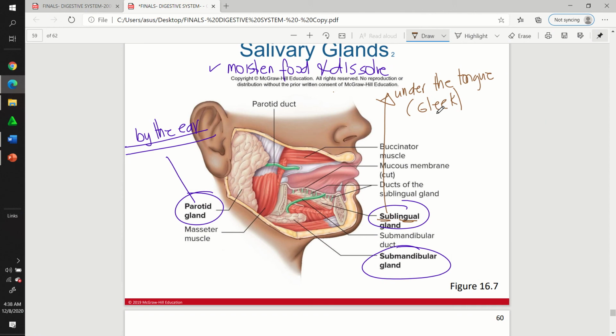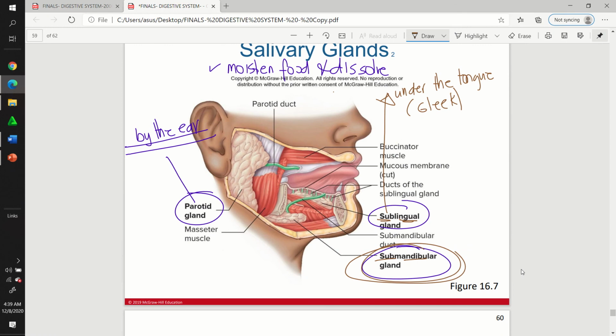And then we have your submandibular. Sub means beneath. Mandibular, mandible, that is under your mandible. And before I forget, salivary glands also contain lysozyme, which helps to prevent pathogens from entering your digestive system.